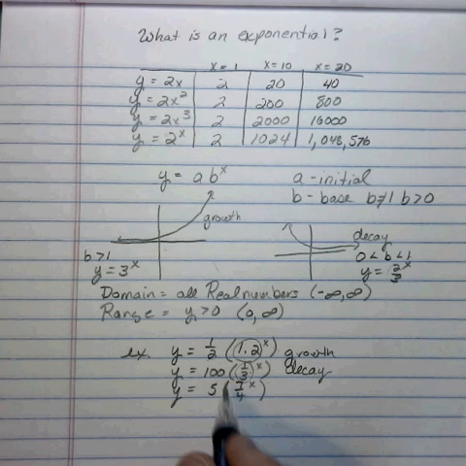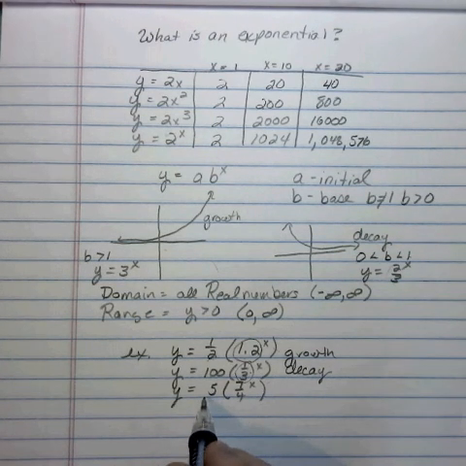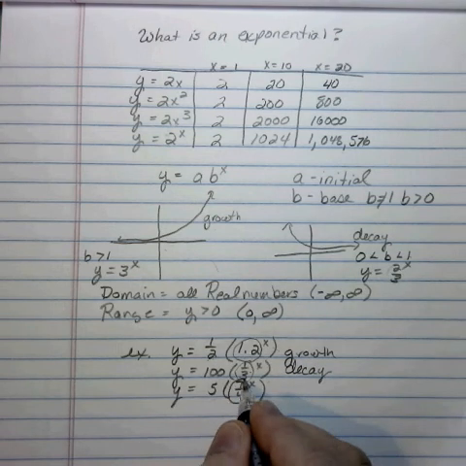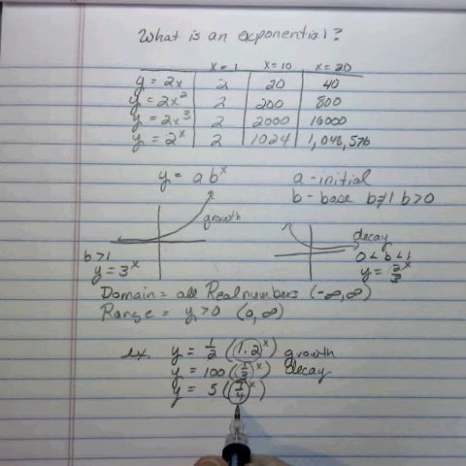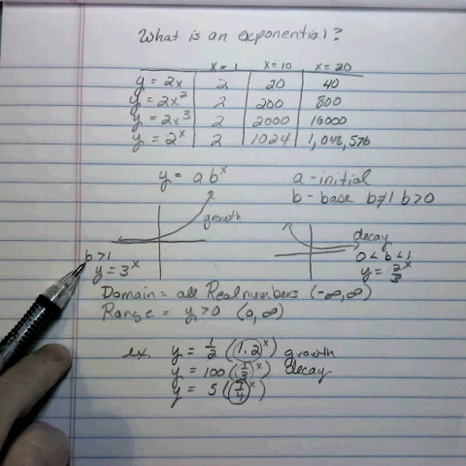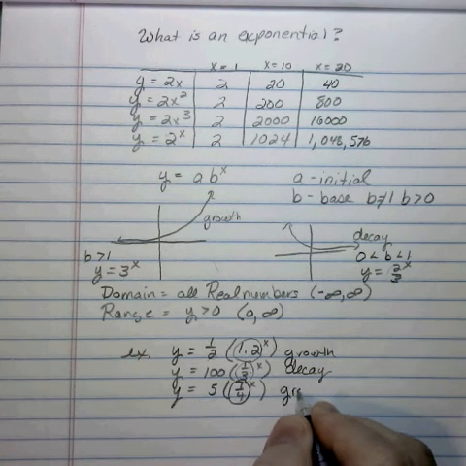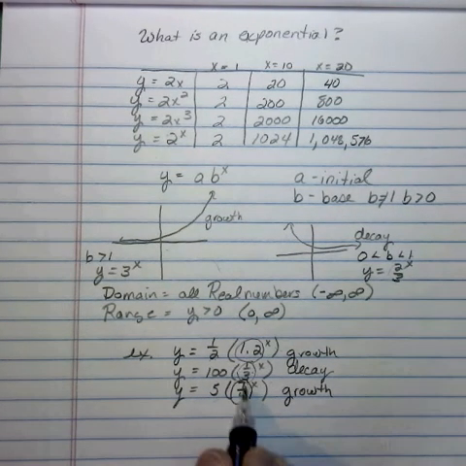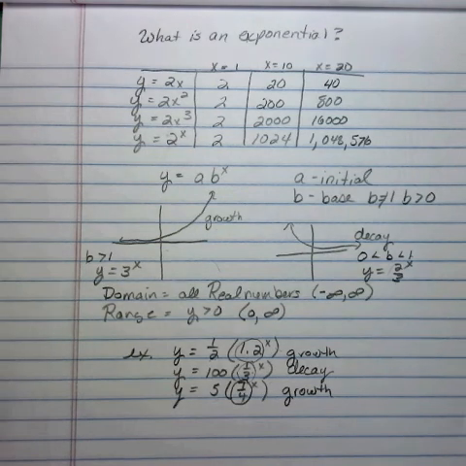When we look at the third example, the a value is 5. Again, that initial value does not affect whether it's growth or decay, but we're looking at the base value. Now it is in fraction form. That doesn't matter. That fraction, 7/4, is still bigger than 1, so it is still a growth exponential function, even though it is in fraction form. Don't let the fraction form sway you from determining whether it's growth or decay. Just because it's a fraction doesn't mean it's not greater than 1.